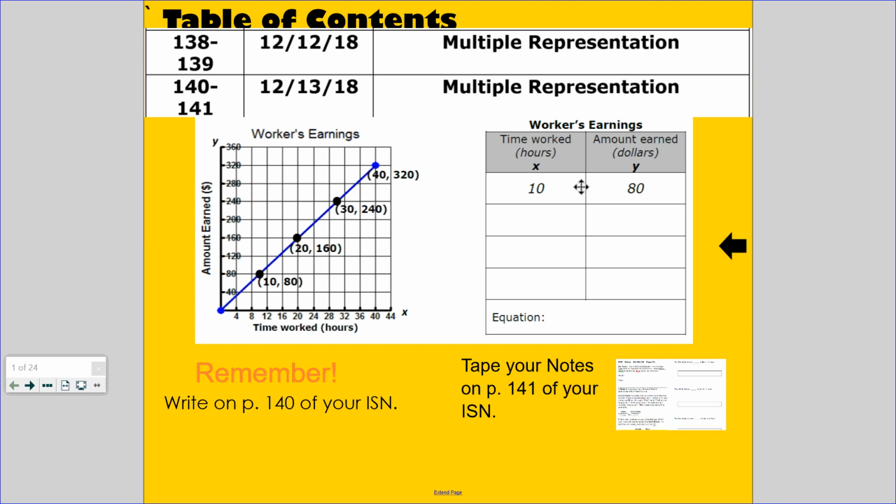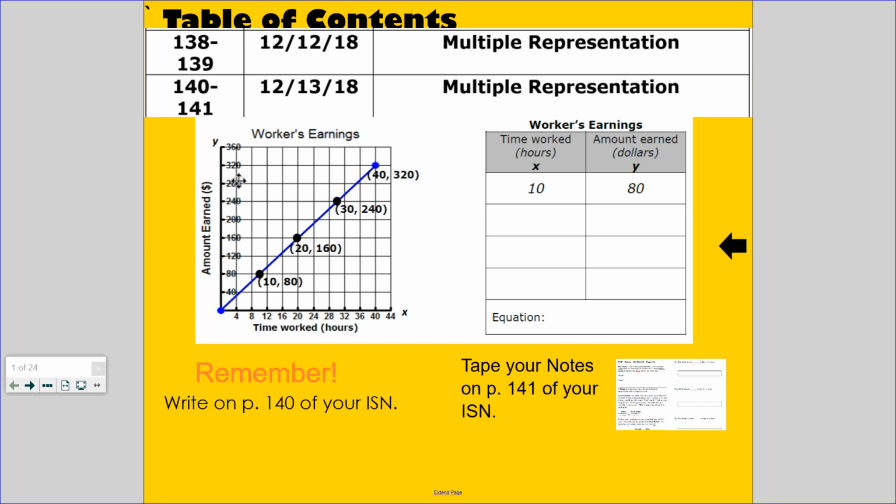Colin works at Walmart. If he works for 10 hours, he'll make $80. If he works for 20 hours, he'll make $160. If he works for 30 hours, he will make $240. At the end of the week, he worked for 40 hours and he made $320. How much does he make per hour?